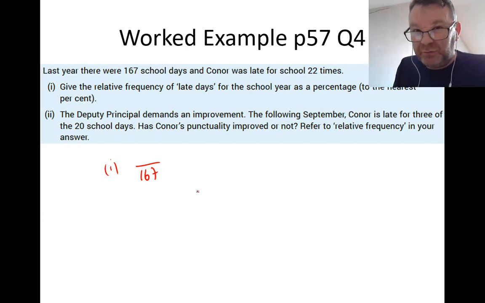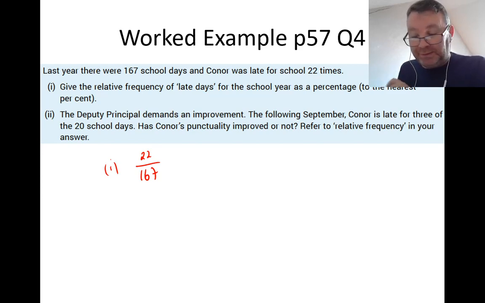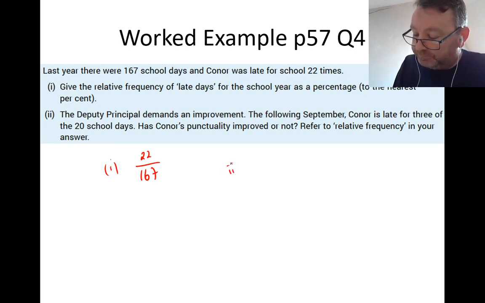Actually, that's all we work. 167 is all you go to school for. People are always telling us we spend our lives in school. You don't actually spend 167 days a year. Anyway, Connor was late 22 times out of that 167. So there's your fraction.